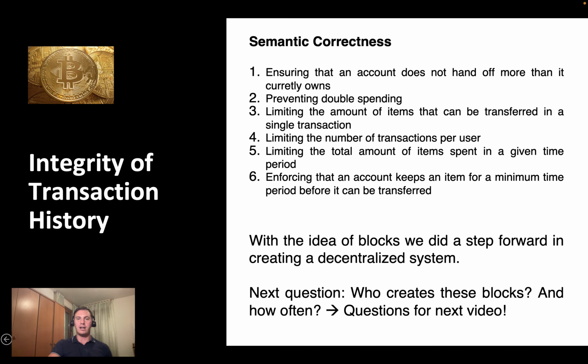And back to the topic of blocks, with the idea of blocks we took a step forward in creating a decentralized system, because the bookkeepers don't need to agree on every single transaction, but will need to agree on blocks that will be like batches of transactions. But then the next question will be, okay, we slow down the process, they have more time to agree, but who creates these blocks and how often? These are questions for the next video.